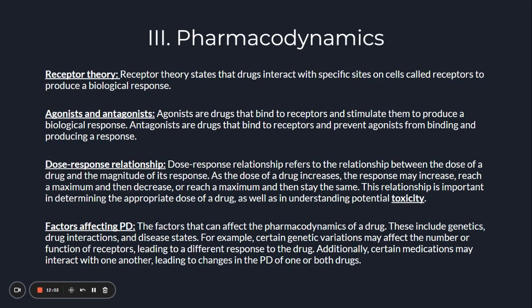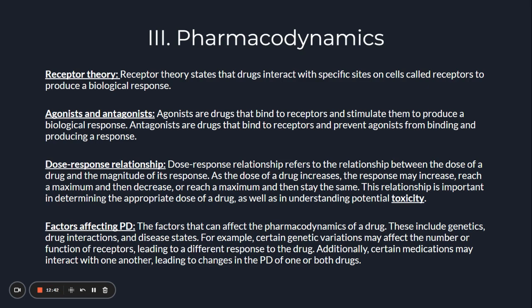Now, PD includes the following concepts. First being receptor theory, which explains how drugs bind to specific receptors, as we were talking about before, in the body to produce a biological response. Agonists and antagonists, which are drugs that bind to these receptors, and then they either stimulate or inhibit them, respectively. Dose response relationship, which refers to the relationship between the dose of a drug and the magnitude of the response. Factors that can affect PD include genetics, drug interactions, and disease states.